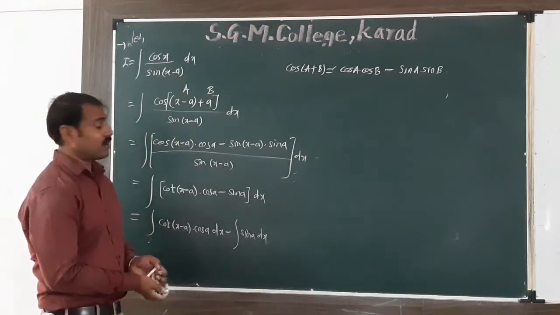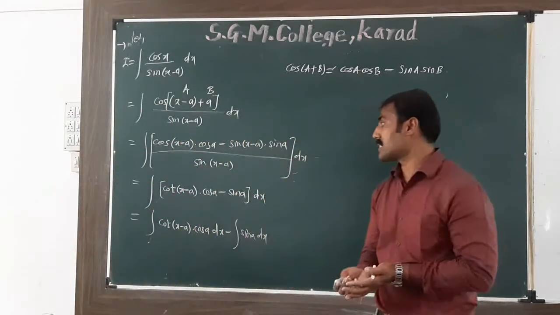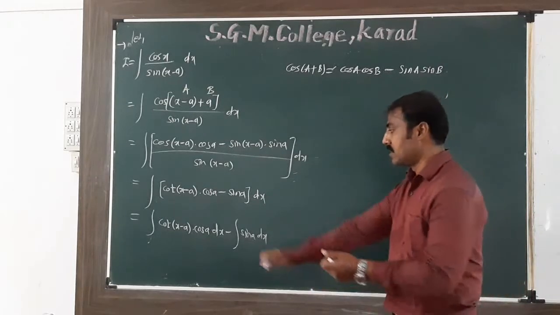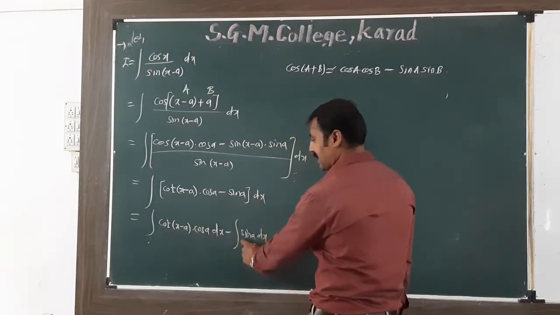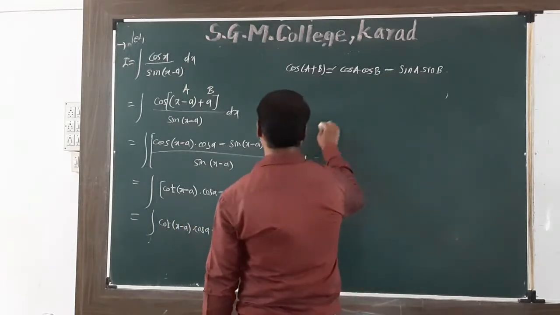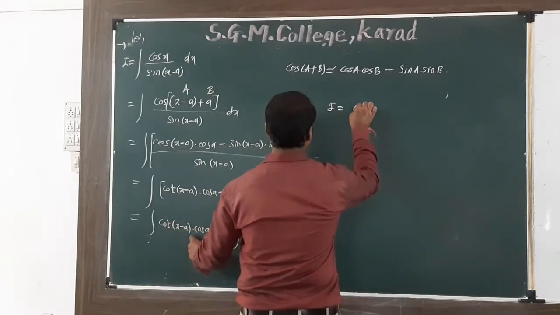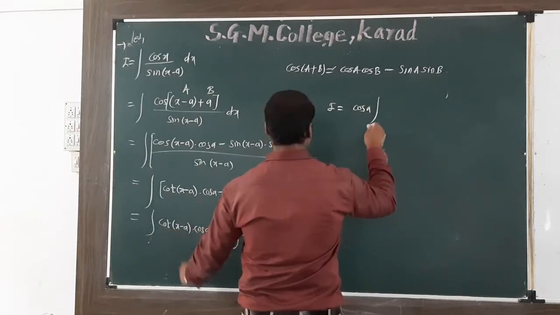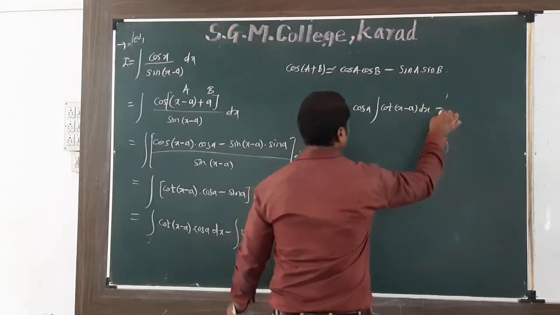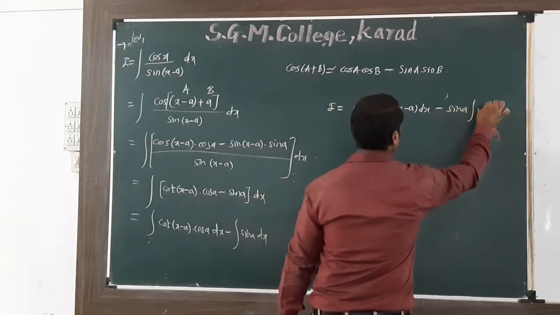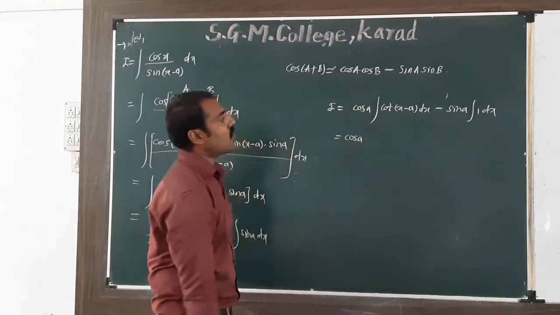We know that a, b, c, the first alphabets, are constants, while x, y, z, the last alphabets, are variables. So here cos a is a constant, take it outside the integration sign. Sin a is a constant, take it outside the integration sign. So I is equal to cos a into integration of cot of x minus a dx, minus sin a into integration of 1. Cos a as it is, integration of cot of x minus a.